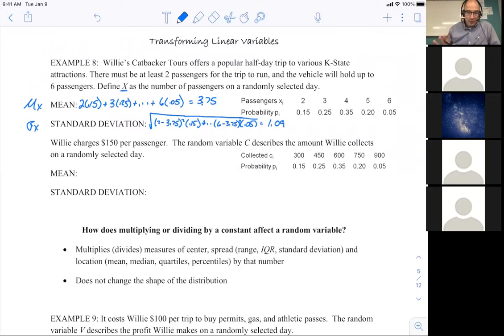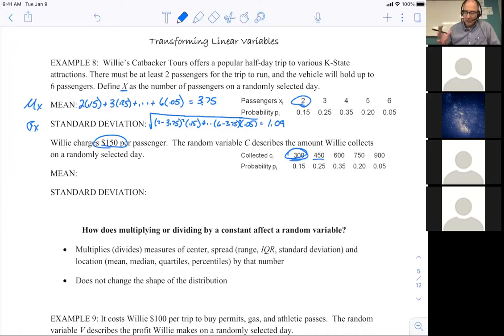Now, if we went back on the other one and looked at it, we found out that we had 300 for, sorry, I stumbled over myself so bad there. All right. Willie charges $150 per passenger. So that means if you've got 2 passengers sitting there in the Catbacker, 2 times 150 gives me that $300 there. Okay. So that's where all those distributions came from.